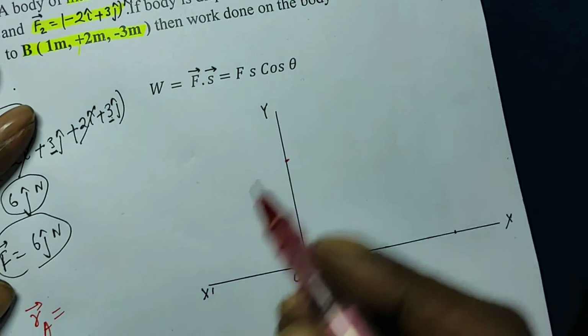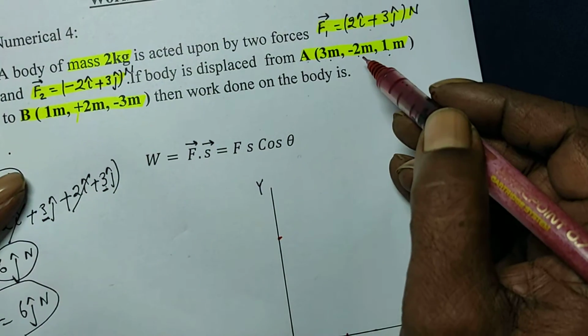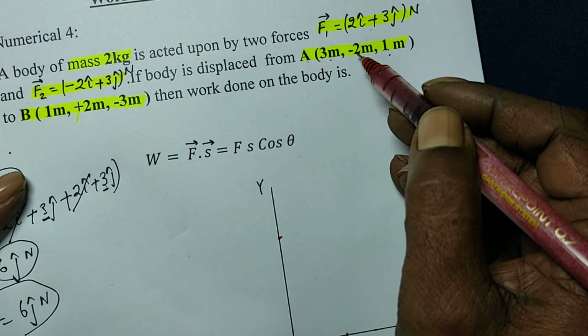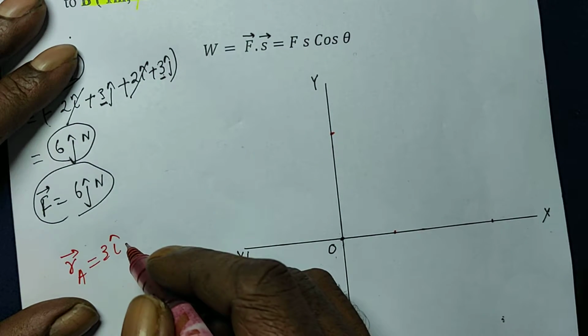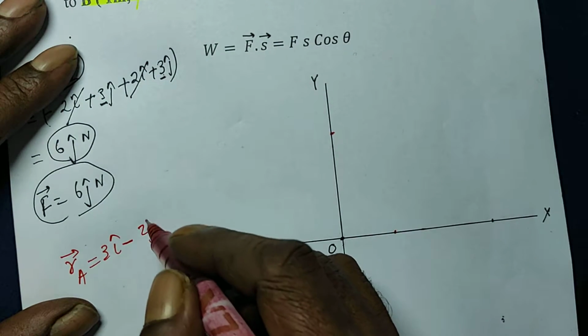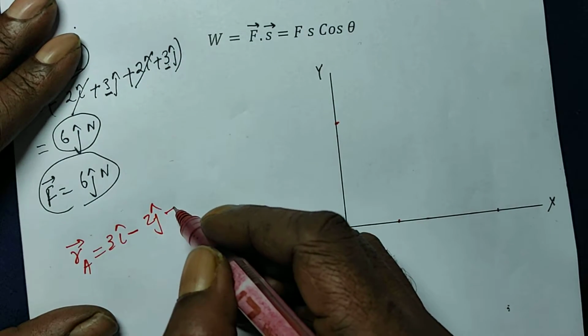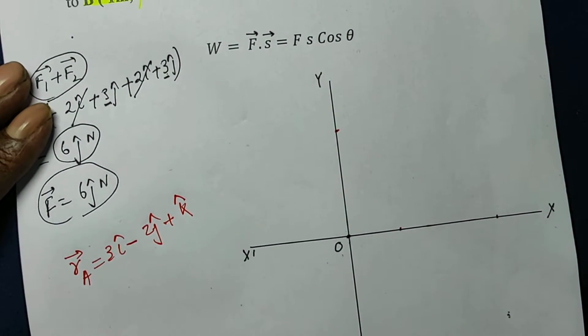So that will be how much? 3 units along x-axis, so 3i cap, minus 2 units means 2 units along negative y-axis, so minus 2j cap, 1 unit along positive z-axis, plus 1k cap, that is the same thing as this.